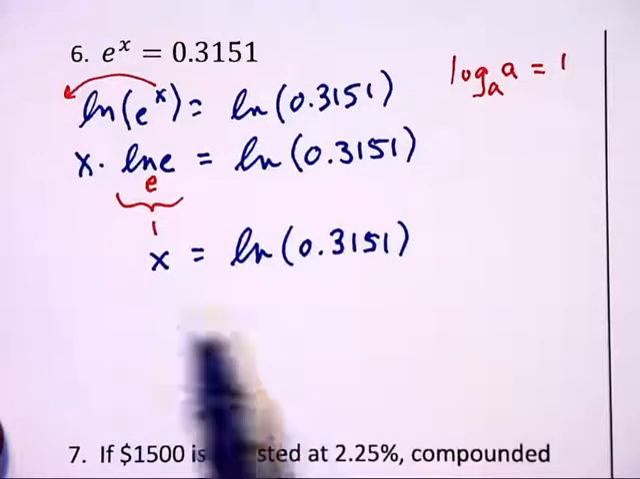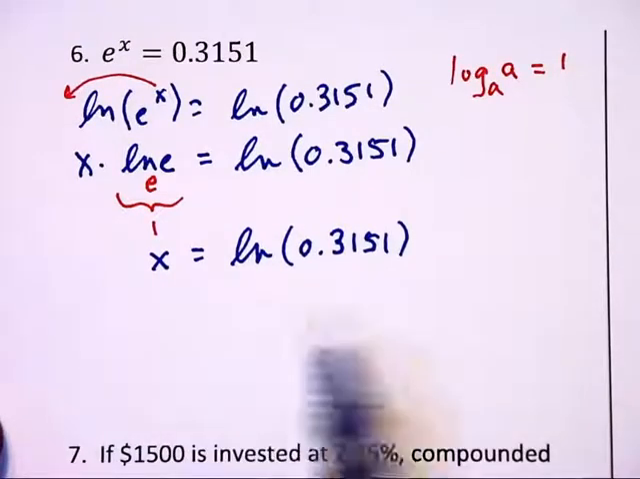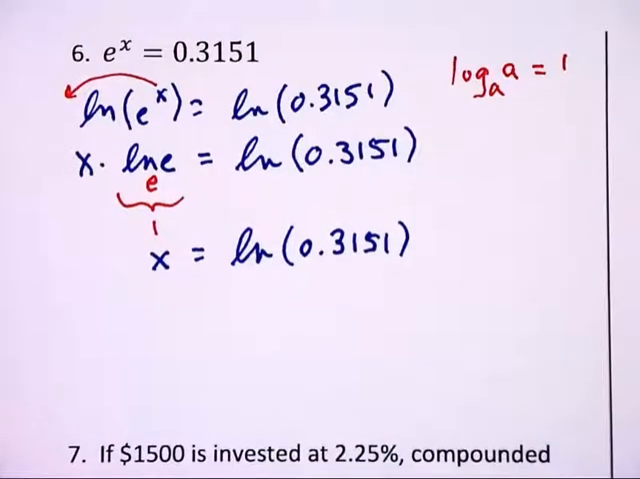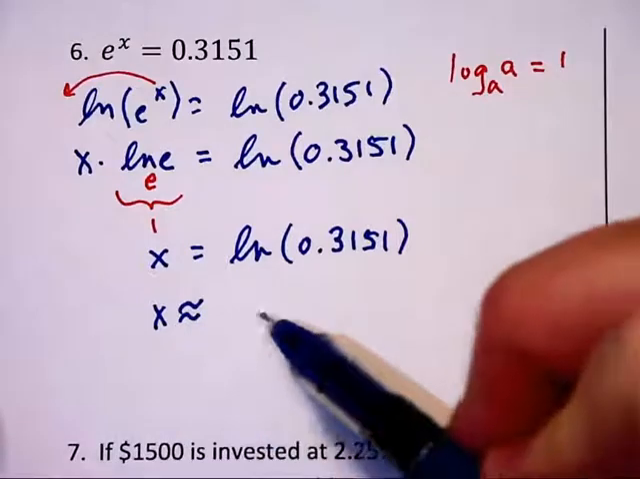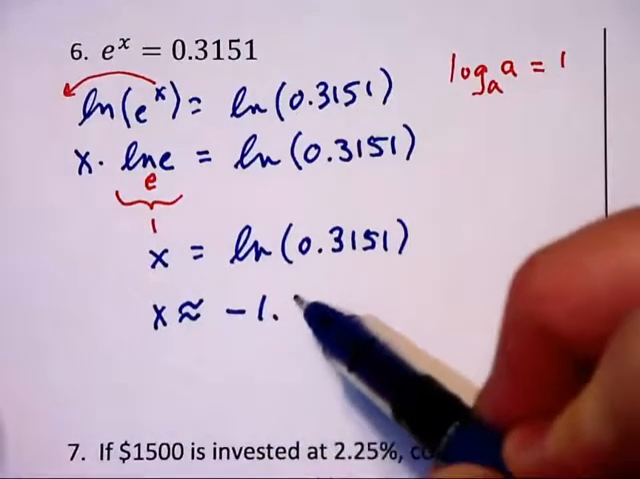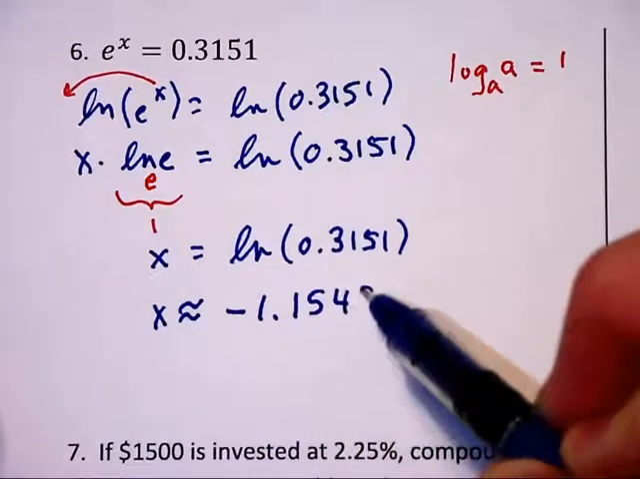There are some teachers who prefer that you use natural logs all the time. It's just up to your teacher and how they want to do it. No matter what, you're still going to get the same answer, and in this case we should get negative 1.15486.